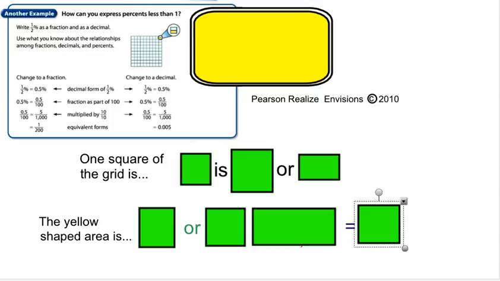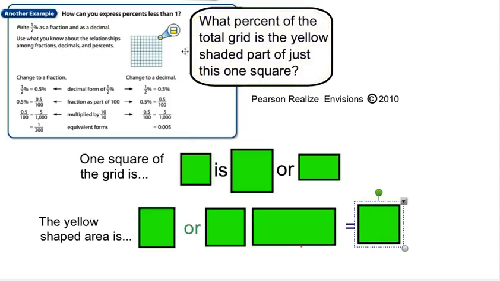Okay, so basically what they're saying here in your book is, what percent of the total grid is the yellow shaded part of just this one square? So they took one little square and they shaded in this much of it, okay? So what we have is actually a 0.5%.